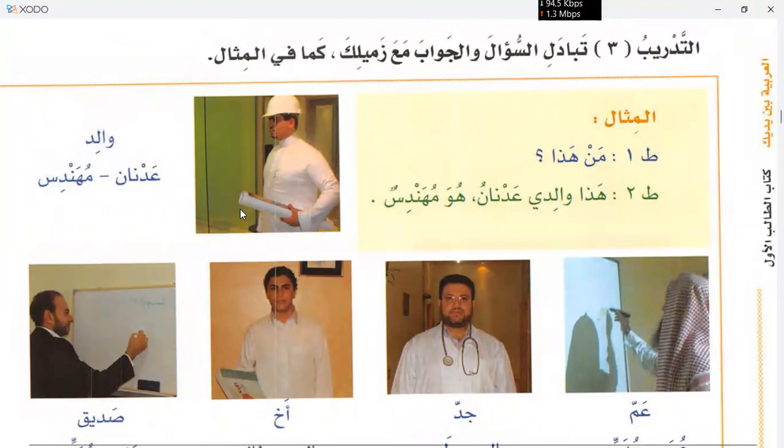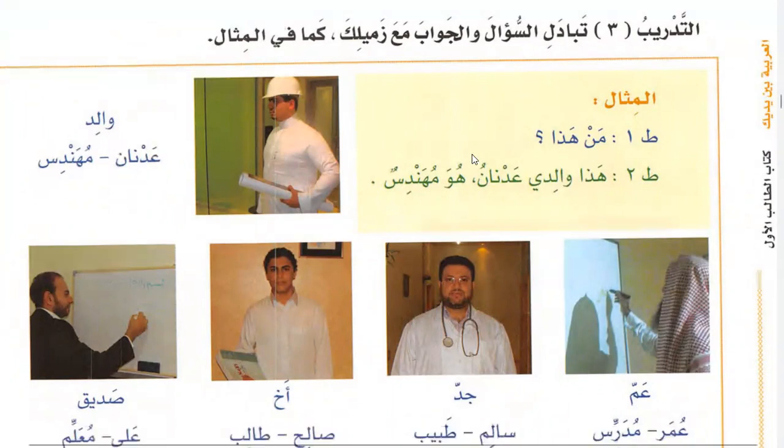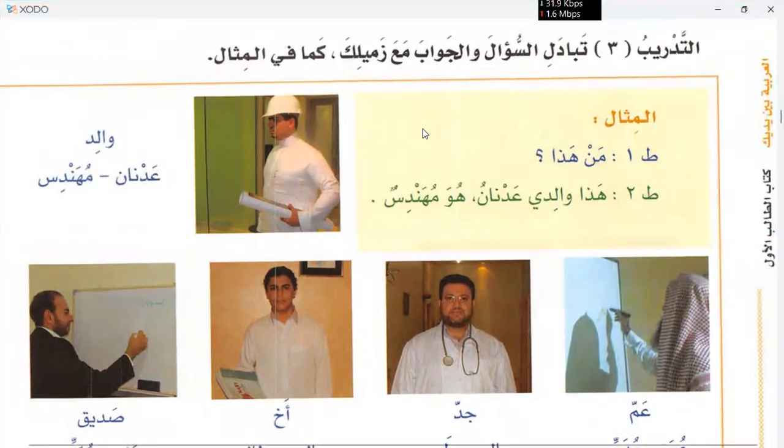The example. First student: man haza? Who is this? So here the word walid means father, and walidi, my father. Haza walidi Adnan. This is my father Adnan. Huwa muhandis. He is an engineer. In this way, you will make questions and answers here.